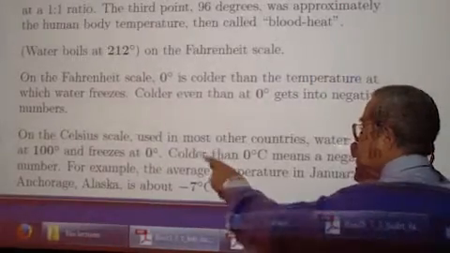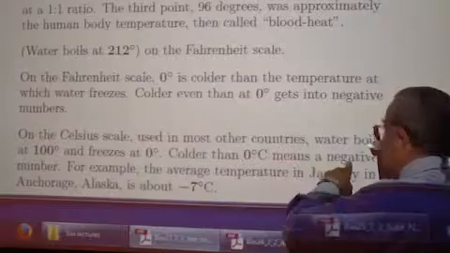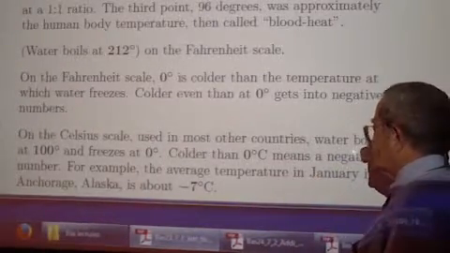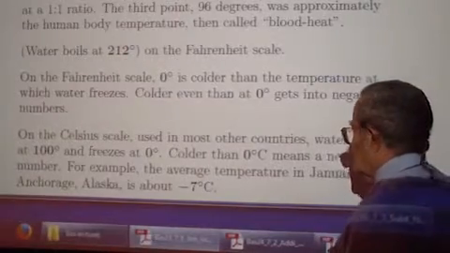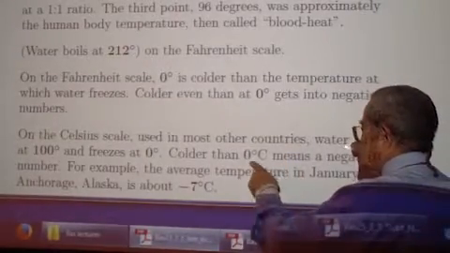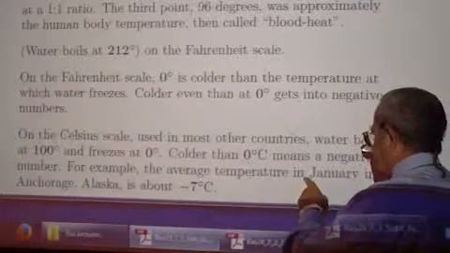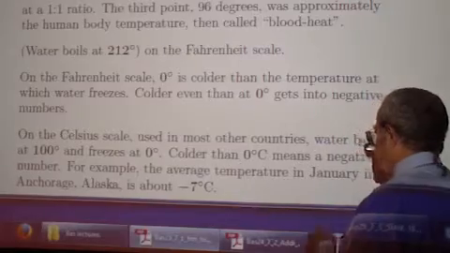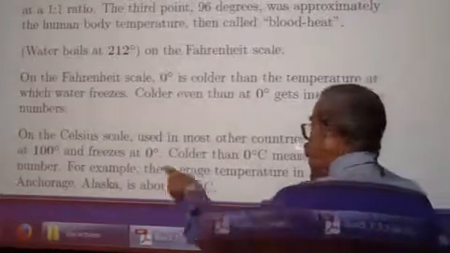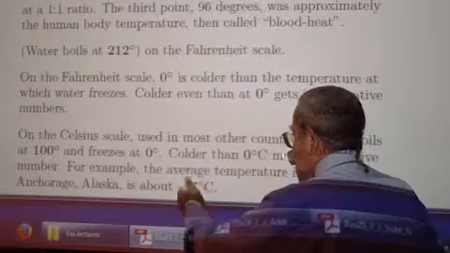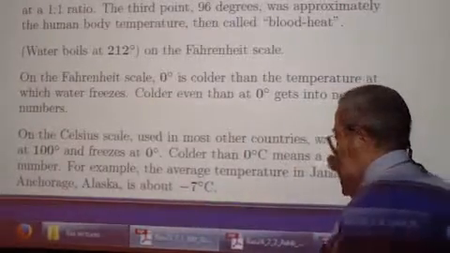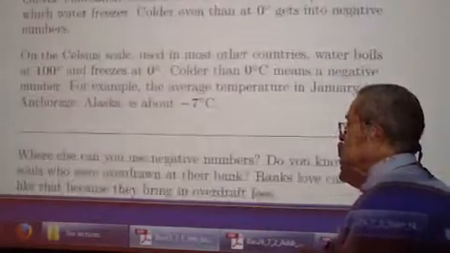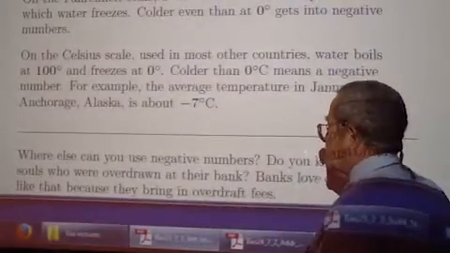So on the Celsius scale, 0 is where water starts freezing, and 100 is where water starts boiling. So going from liquid to ice, 0 degrees, and going from water to vapor, 100 degrees. Now the temperature in January in Alaska is even colder than water starting to freeze, and you use negative numbers then, because beyond 0 in the negative direction is negative numbers. So we use negative numbers.